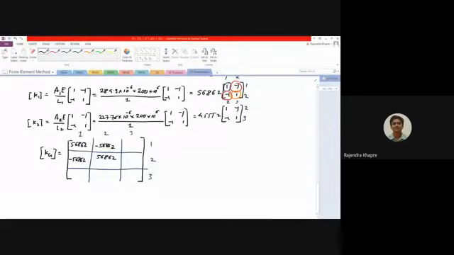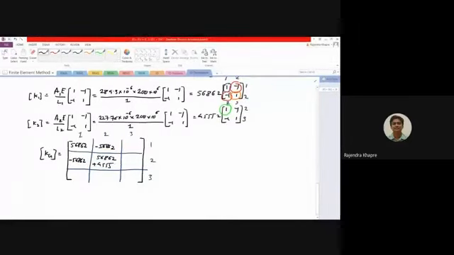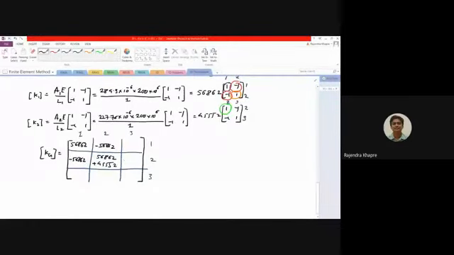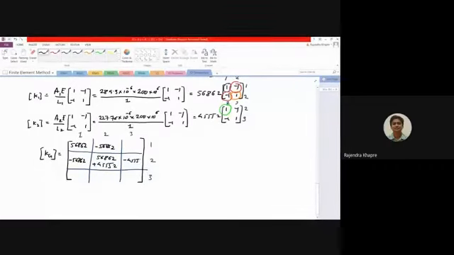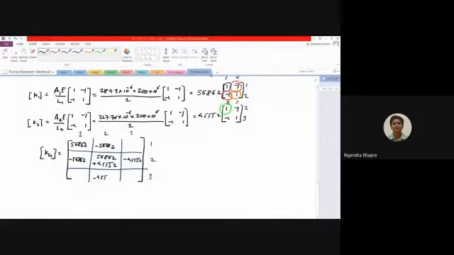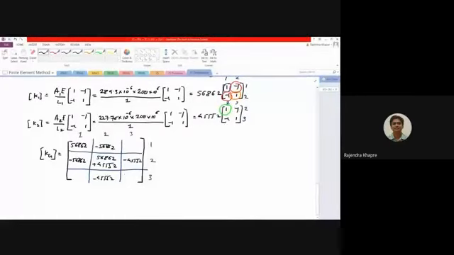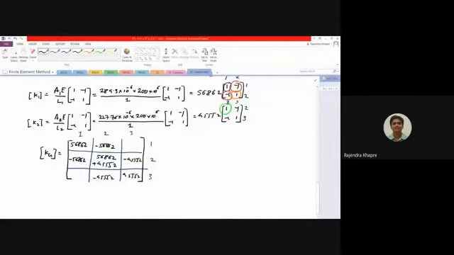Then comes the second element. This value has to be located in the second row and second column, so this will be added over here. So this is 45552, and the rest of the values will be minus 45552, minus 45552, and 45552. These other values will be 0. I hope you have understood this.